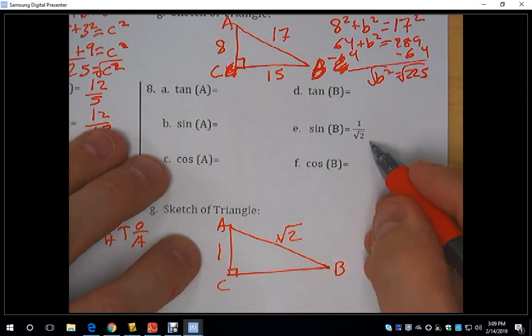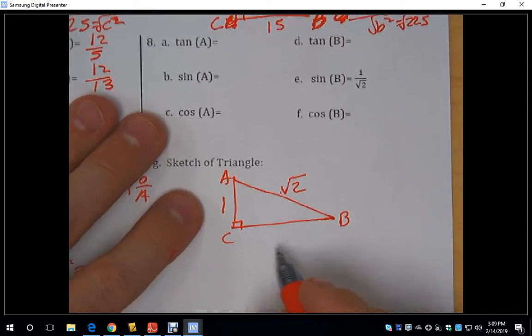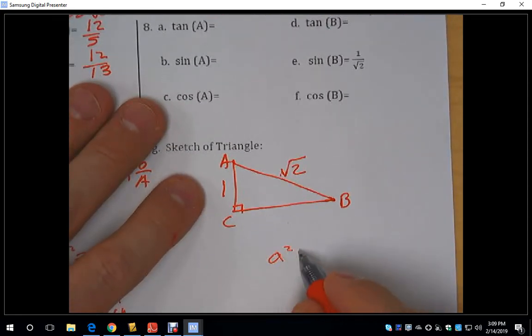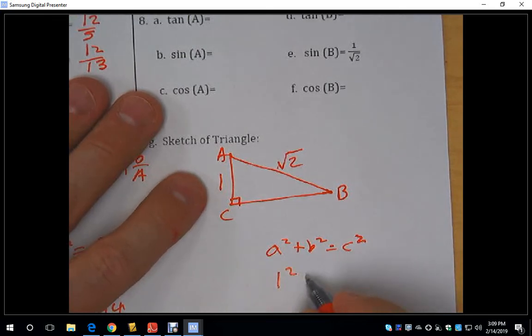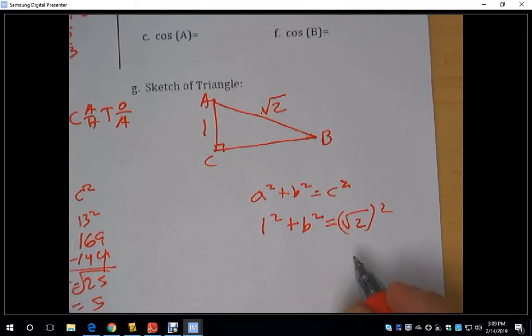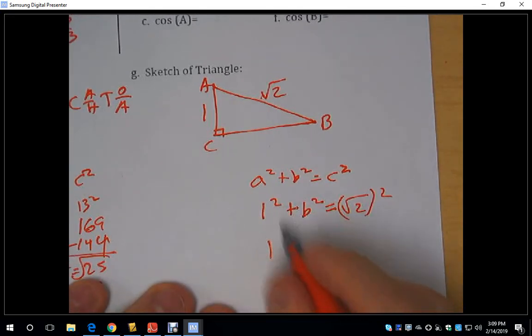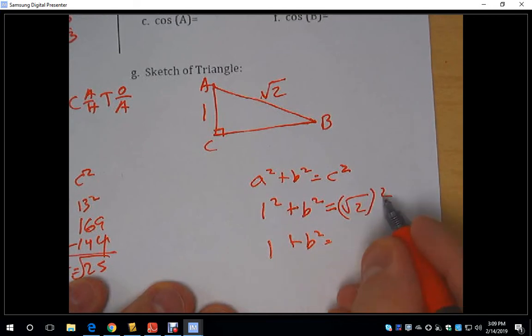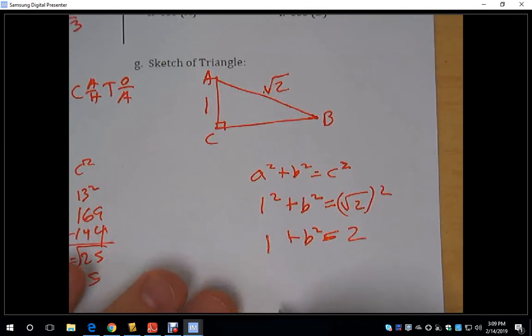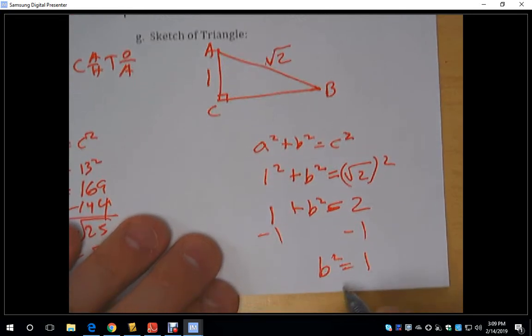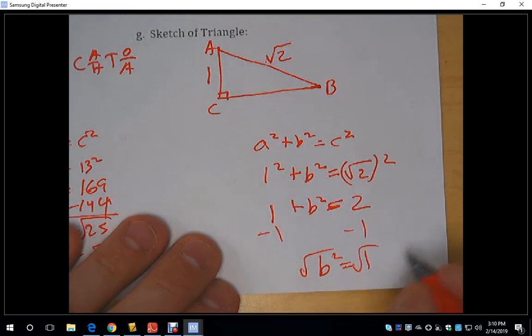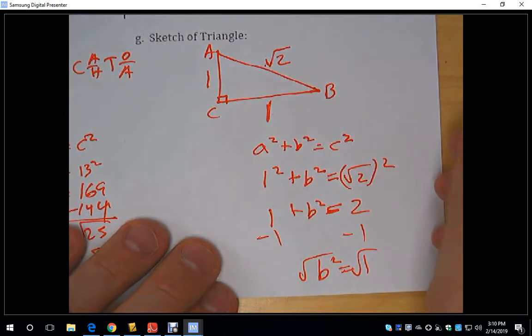Now, finding the missing side, we can use the Pythagorean theorem, a squared plus b squared equals c squared, where c has to be the longest side. So that gives me 1 squared plus b squared equals the square root of 2 squared. 1 squared is 1, and the square root of 2 squared is just 2. I'm going to subtract 1 from both sides. That gives me b squared equals 1, and the square root of both sides gives me 1. So this side right here is 1.